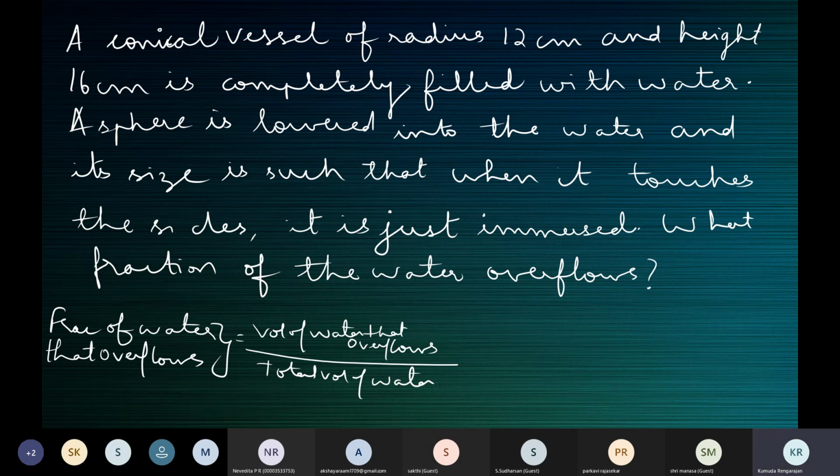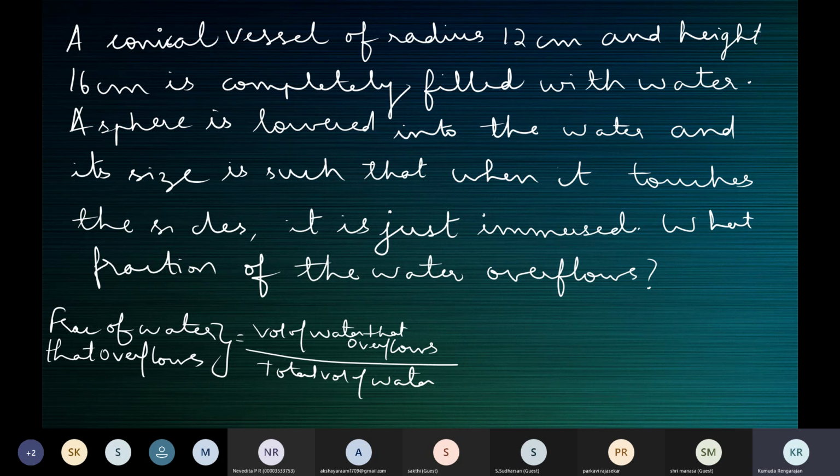See, if you are asked to find the fraction of boys in the class, it will be the number of boys by the total number of students in the class. Fraction of boys in the class or fraction of girls in the class, whatever, supposing you're finding for boys, it will be number of boys divided by the total number of students in the class.